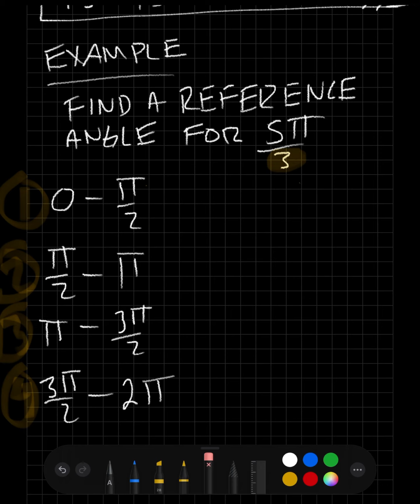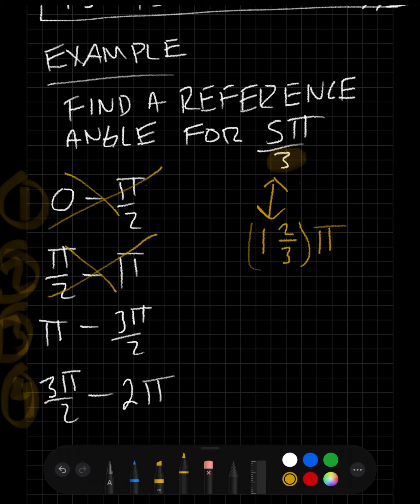So what I want to do is understand this is 5 pi over 3. Instead of as an improper fraction, I'm going to write it as a mixed number so that I have a better understanding. So this would be 1 and 2/3 pi. So I know this is bigger than 1 pi, so it can't be in quadrant 1. It can't be in quadrant 2 because it's bigger than 1 pi.